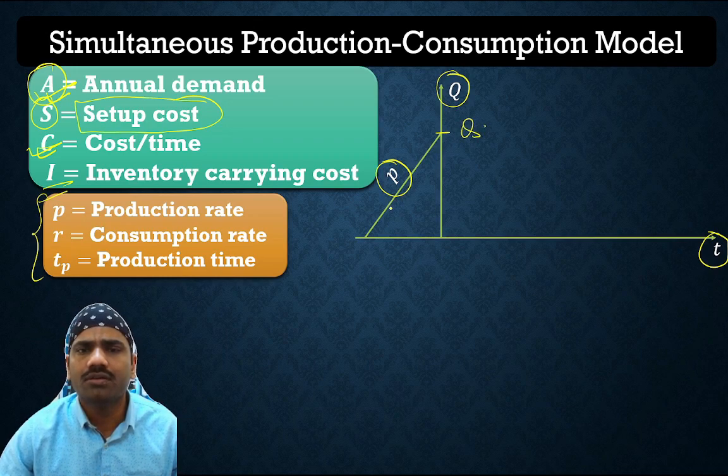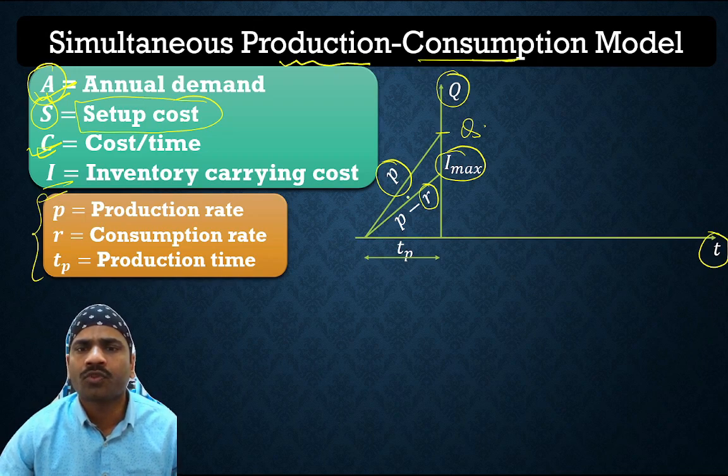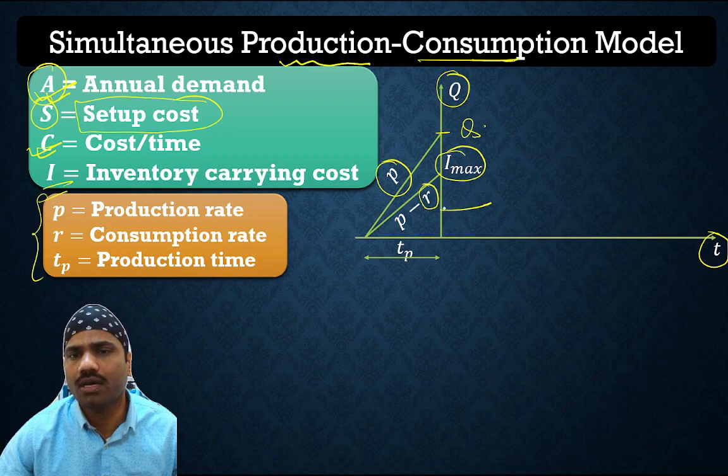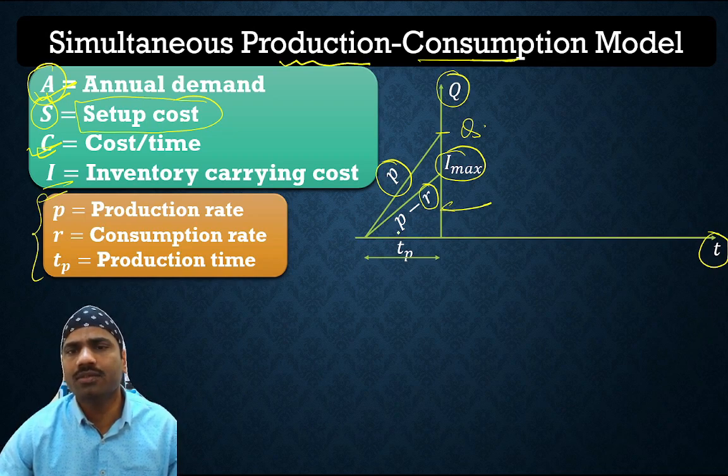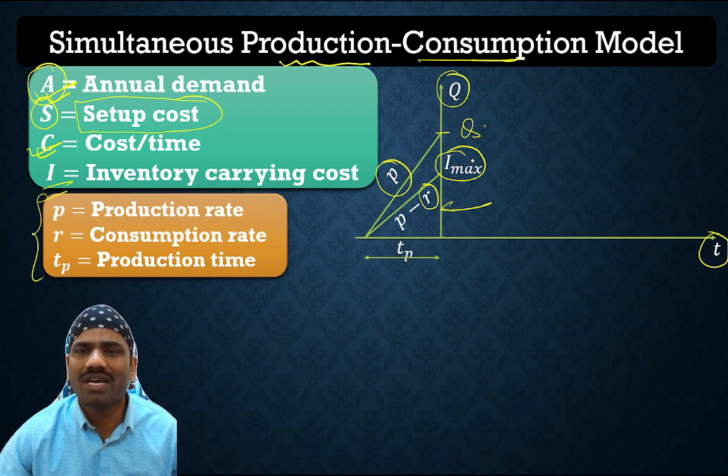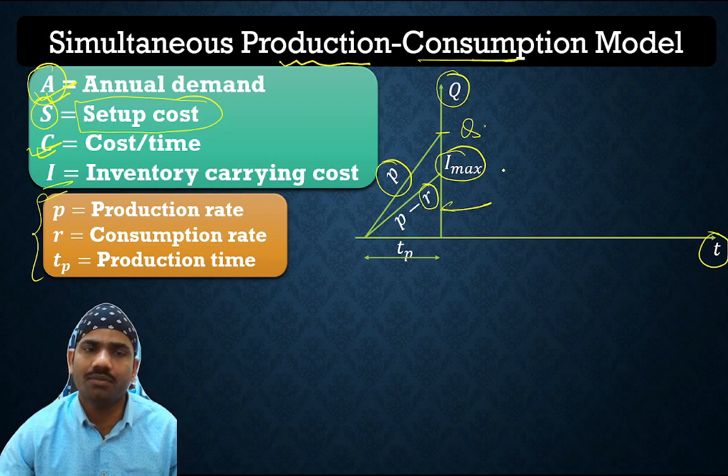But we are not only producing, we are also consuming some items, so there is a decrease in the quantity. So the maximum quantity will be I max. Here we have a model having both production and consumption. We are producing P units per unit time, and we are consuming the same item at rate R. So we have production rate P and consumption rate R, and the maximum inventory that can be stored is I max.